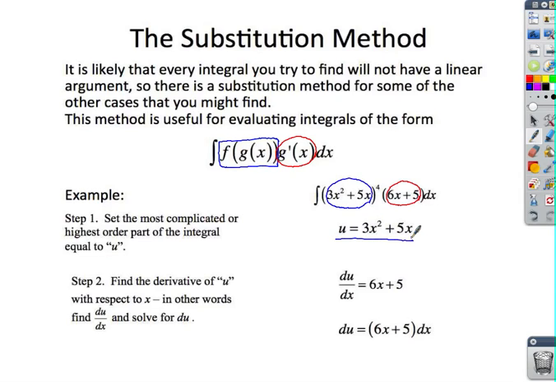Once we've got that, the second step is to take the derivative of u with respect to x. So we're really taking the derivative of both sides. Using the notation, we have du by dx on the left, and the derivative with respect to x on the right is 6x plus 5. And now, doing a little bit of cross multiplication, we want to isolate du. We cross multiply, and we get the expression du is equal to 6x plus 5 dx. You can just simply think of that as cross multiplying.